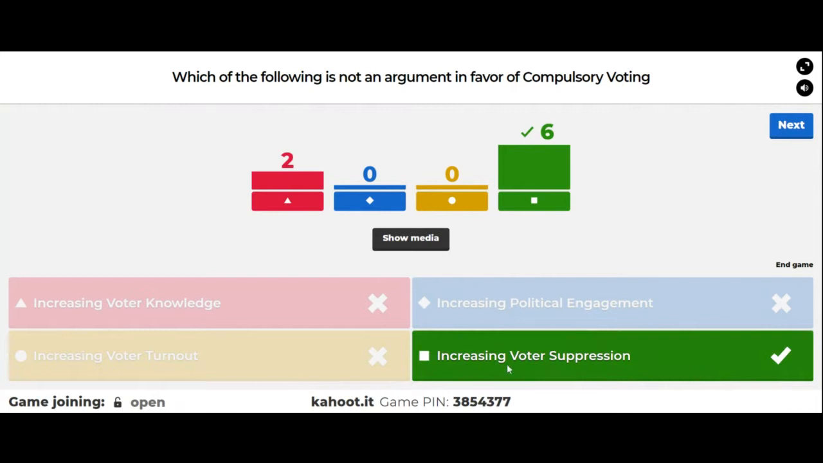Increasing voter suppression would not be an argument in favor. Oh man, I didn't even see that option. Yeah, decreasing voter suppression is an argument in favor of compulsory voting. Increasing voter knowledge, like I said, there are studies that argue that voter knowledge goes up with compulsory voting. So that would most likely be sort of an advantage for the pro side of that debate.